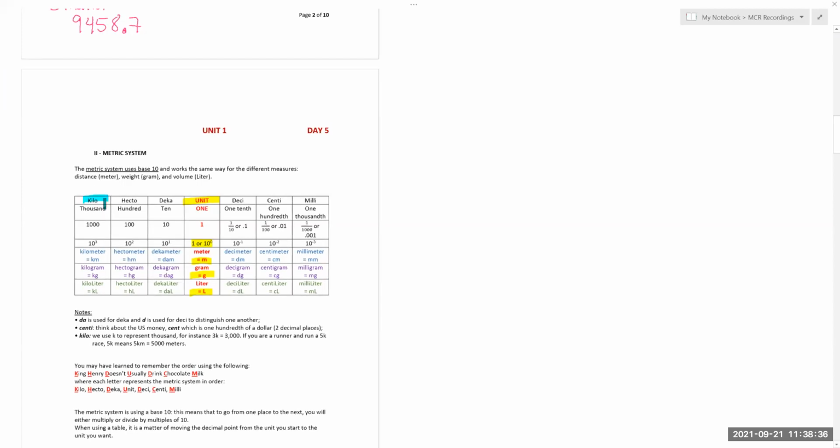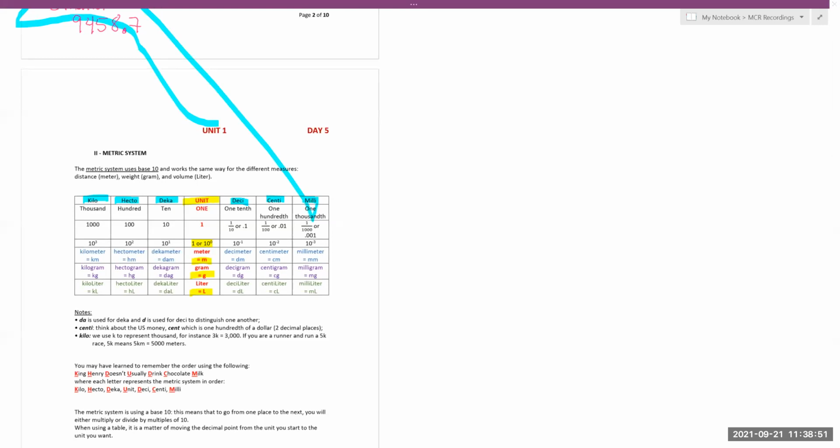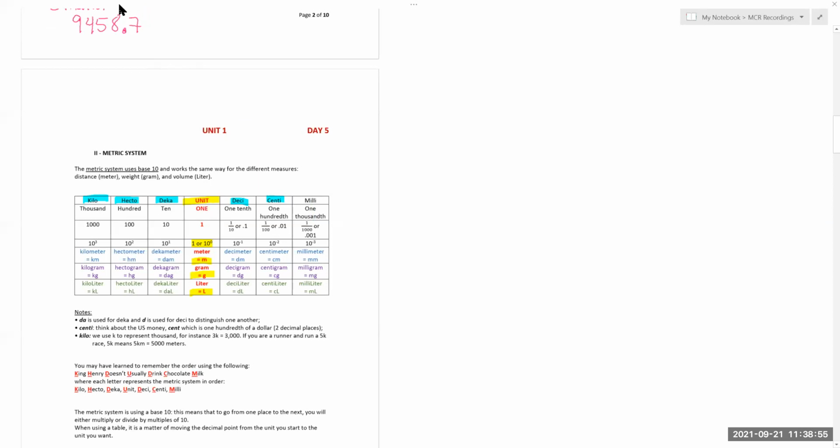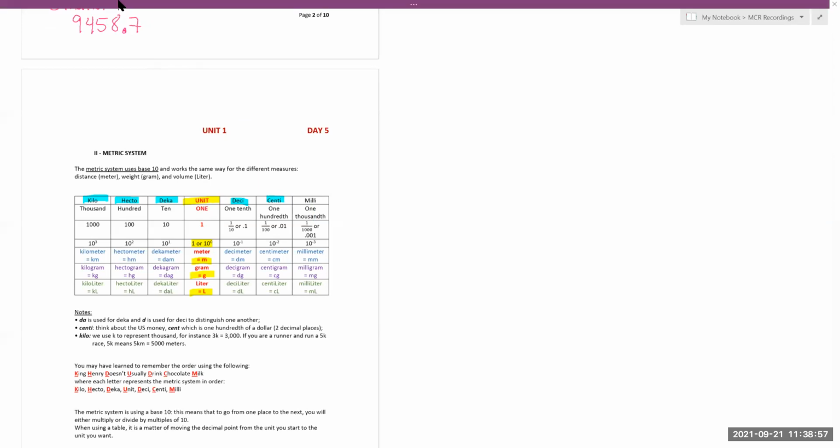So you would have a kilometer, a kilogram, and a kiloliter, a hectometer, a hectogram, a hectoliter, a decameter, gram, liter, etc. And then it goes this way as well. So those mean the same thing for all of them. Sorry about that. That one went a little haywire.